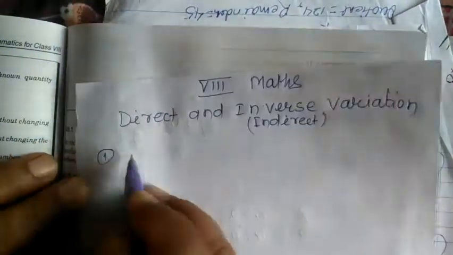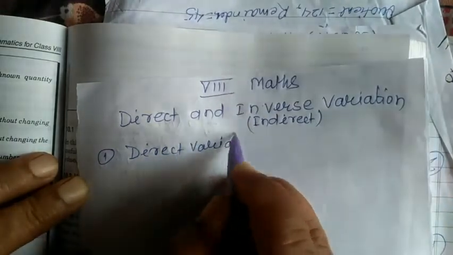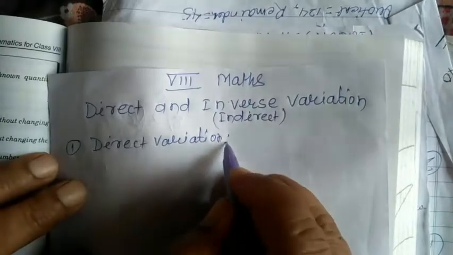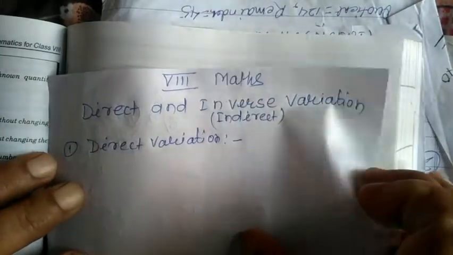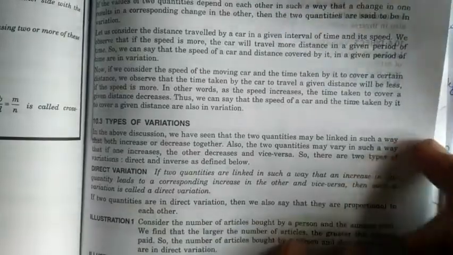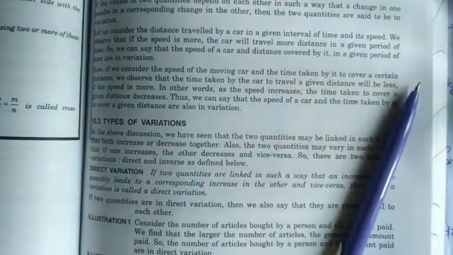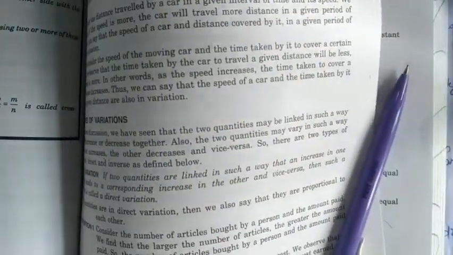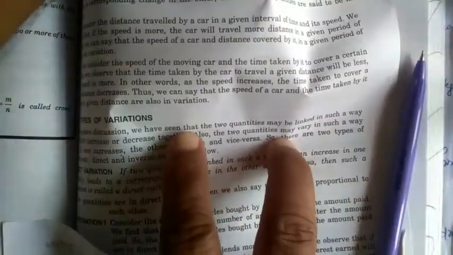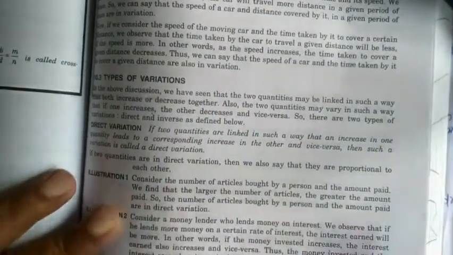The first is direct variation. At first we have to come to know what direct variation is. See here, the definition is written here. According to the book, we will have to follow it and work according to the given concept regarding this topic. Let me show you this term, direct variation. The definition is written here.